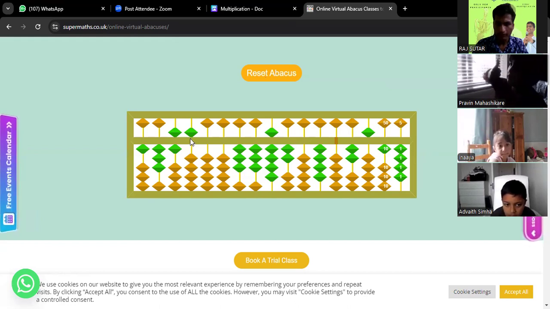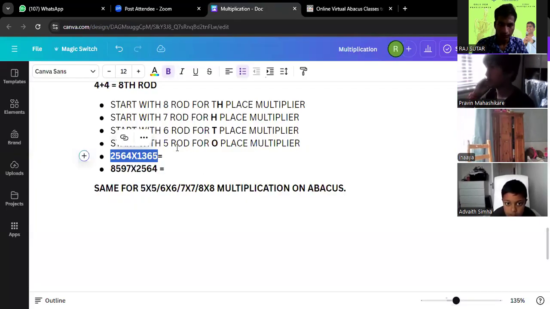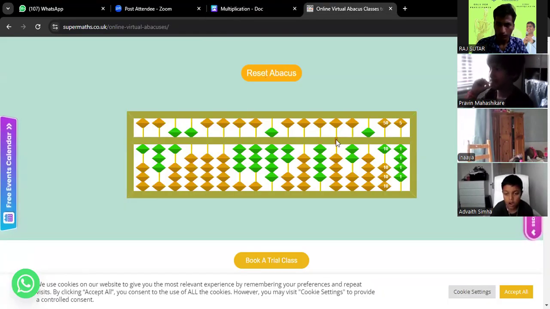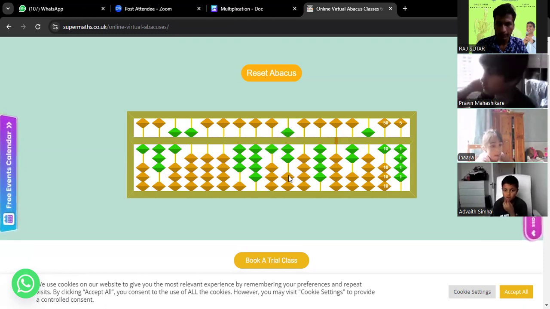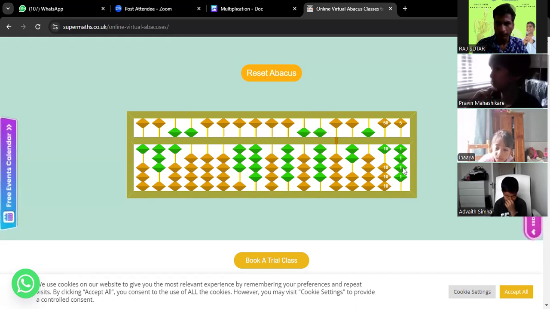Fantastic. Now 5 multiplied by, we'll start from this rod now. Which is the fifth rod, okay? 1, 2, 3, 4, 5. So 5 multiplied by 2 is 10. Done. Then 5 multiplied by 5 is 25. 10 we did here, na? So 10, 25 over here. Then 5 multiplied by 1 is 0, 5. Then 5 multiplied by 4 is 20. So 20.